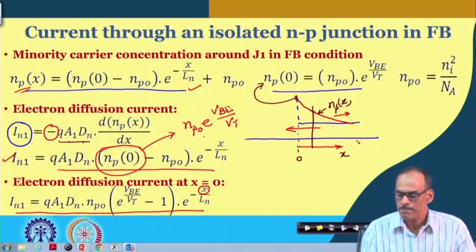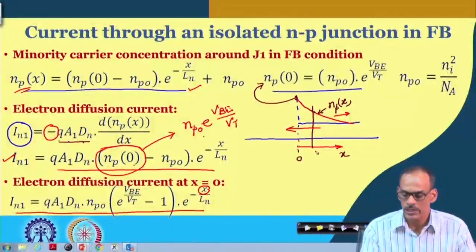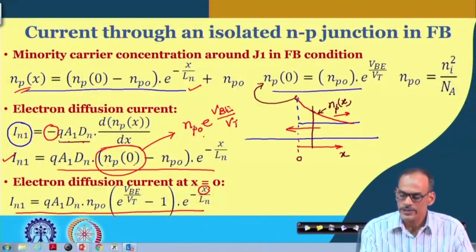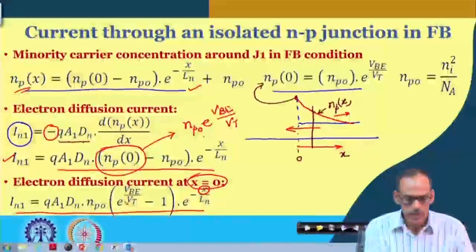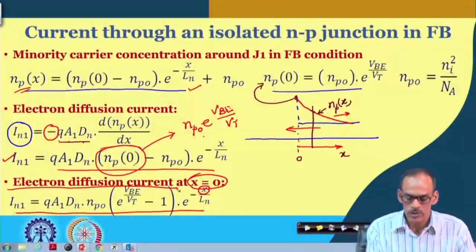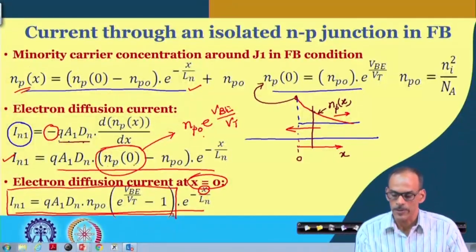as you are progressing inside the base region. So, this side is the base region, and the diffusion current carried by electrons is coming down exponentially, and at this point we have the maximum current. So, at x equal to 0, this part gets removed. So, at x equal to 0, the current carried by electrons is this one.